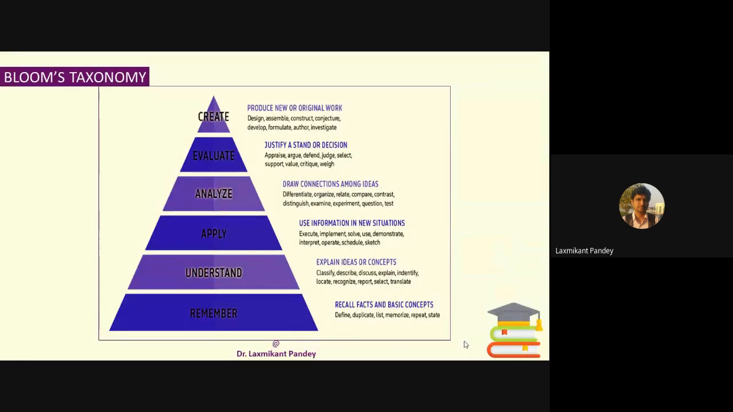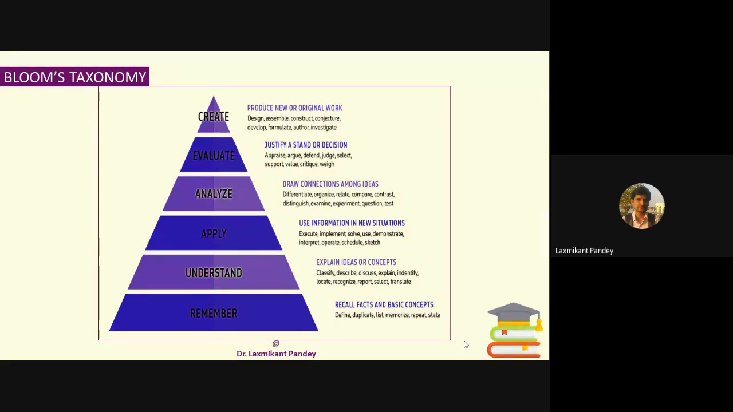So to bring innovation in the teaching, Bloom's taxonomy can help you in a better way. If you look at Bloom's taxonomy, there are six criteria to keep in mind when you are designing your presentation, or you can say your lecture. The first thing is remember. To remember means to recall facts and basic concepts. So questions arise like define, duplicate, list, memorize, repeat, set.